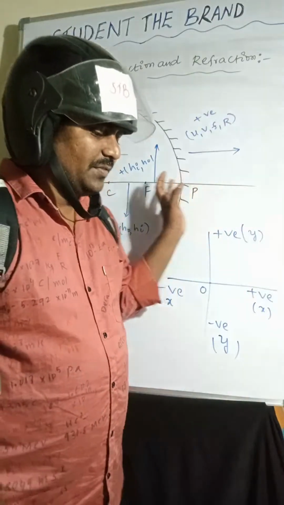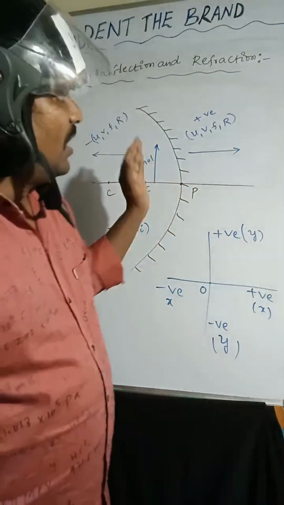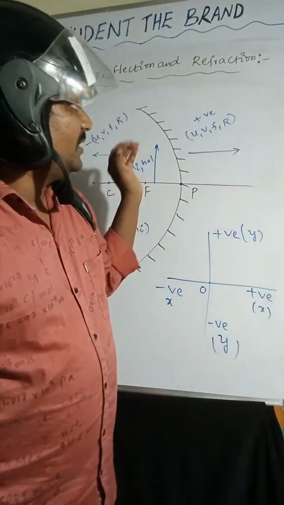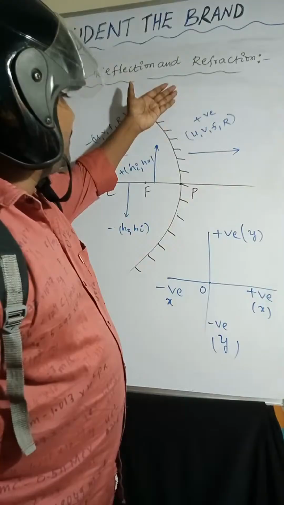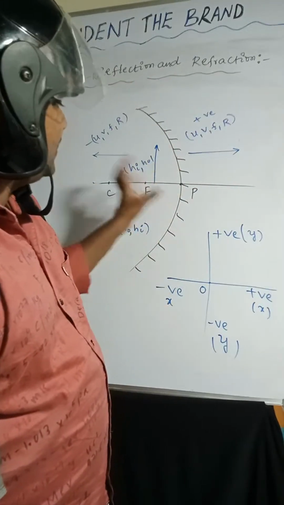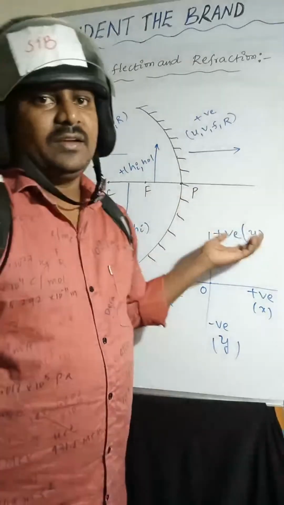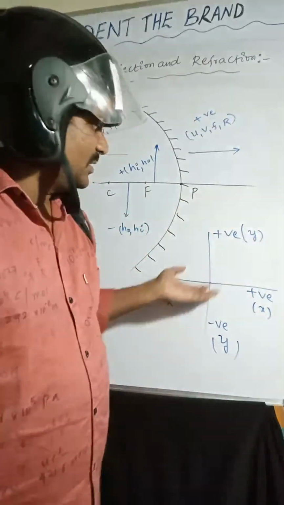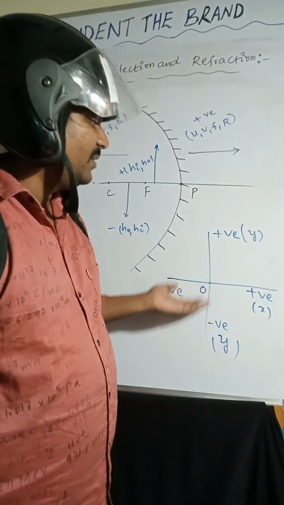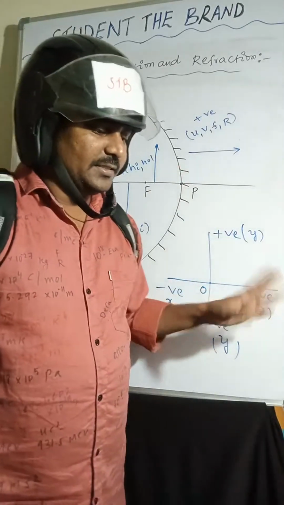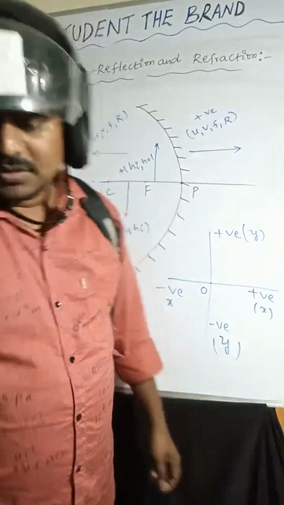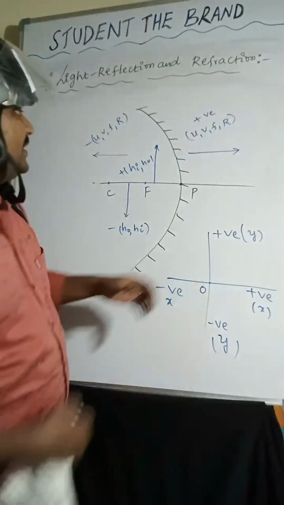So like this we will discuss all the points. All measurements will be taken from the pole. The direction of incident is positive, opposite to incident is negative, above the principal axis positive, below the principal axis negative. Like a coordinate system, if you are taking it, there is the origin, positive x-axis, negative x-axis, positive y-axis, negative y-axis. So this is about sign conventions.